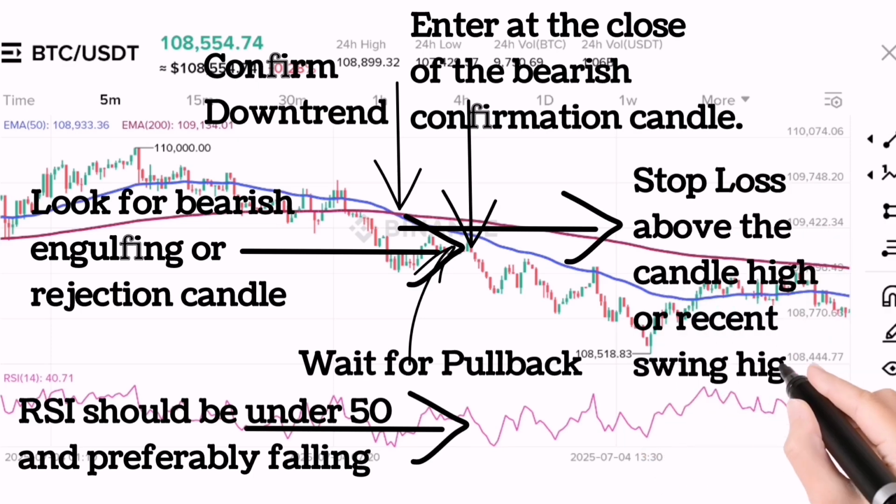Example, entry at 1.3050. SL at 1.3065, 15 pips risk. TP at 1.3020, 30 pips reward.